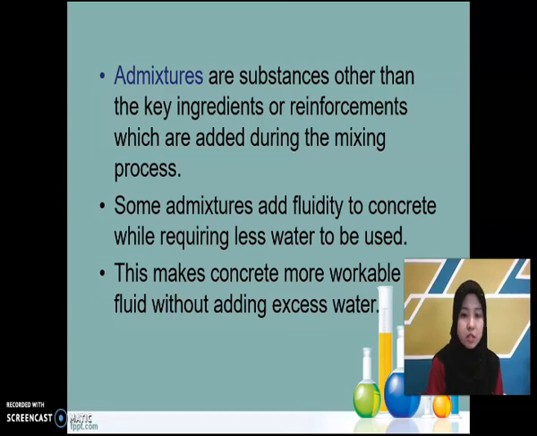By means of some admixtures, one of the admixtures that has been used to make the concrete stronger but require less water is superplasticizers. Superplasticizers increase the strength of the concrete by decreasing the water needed for workable concrete, such as special polymers. Admixtures will make the concrete more workable or fluid without adding excess water.